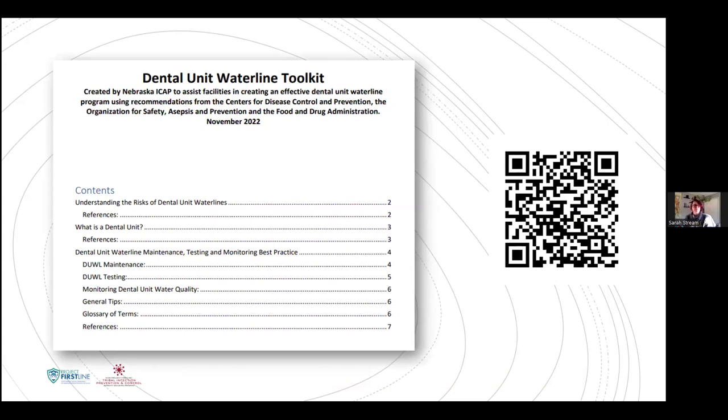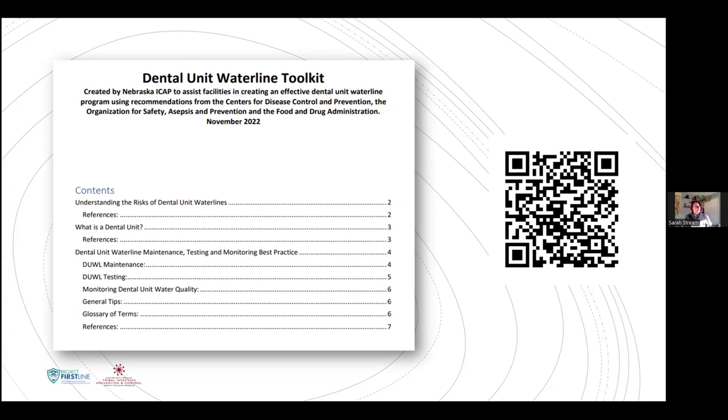A tool that we developed in Nebraska, we really noticed a lot of people were confused about dental unit water lines. So this is a great tool that helps people understand the risks that are involved and how to best maintain, test, and monitor water lines. And while this topic is specific to the dental setting, there are applications in other settings.